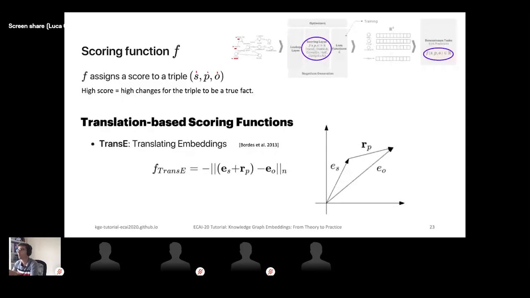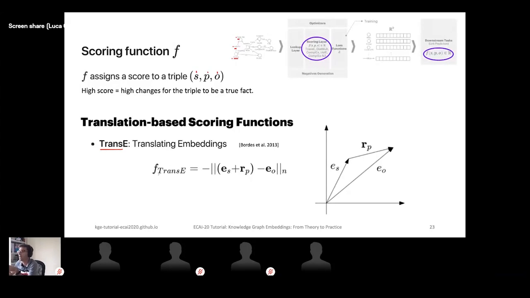Just keep in mind that most of the works published in this area differ mostly in the kind of scoring function, the kind of intuition that they implement. Well, it's a bit more complex than that, but bear with me for a moment. Now, I would like to start describing what translation-based scoring functions do. I will start with this model, which is one of the most popular. It's called translating embeddings and was proposed a few years ago, in 2013. It's one of the earliest knowledge graph embedding models.